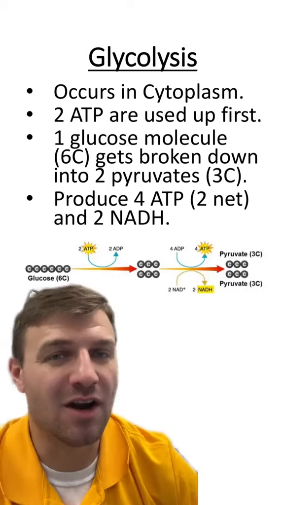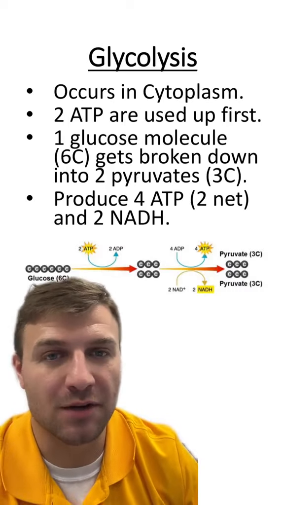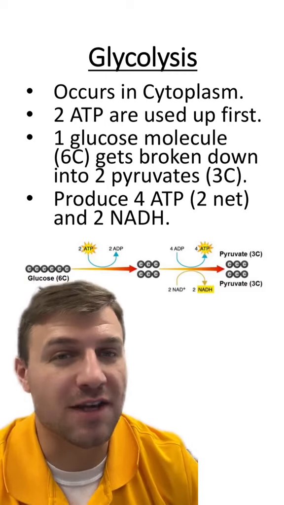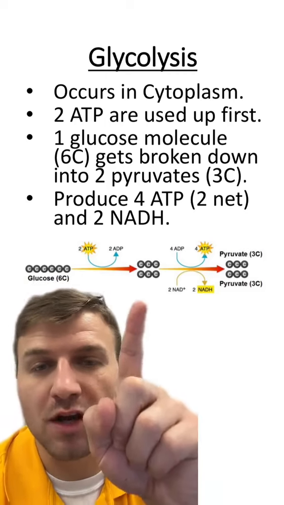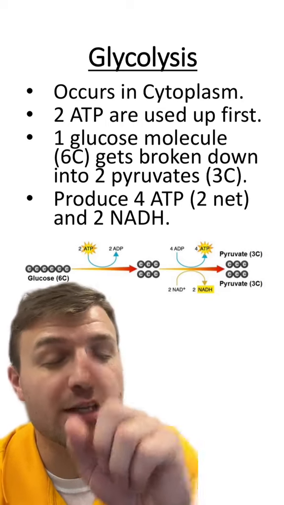I love this illustration showing us food transferring its energy into ATP and then ATP transferring its energy for the cells to do work. Glycolysis is the first step of cellular respiration. This occurs in the cytoplasm of the cell. One glucose is broken down into 2 3-carbon molecules, and we have to use 2 ATP for this.